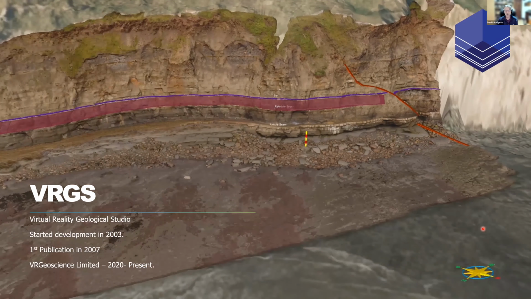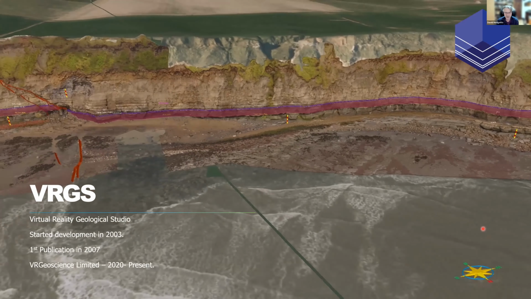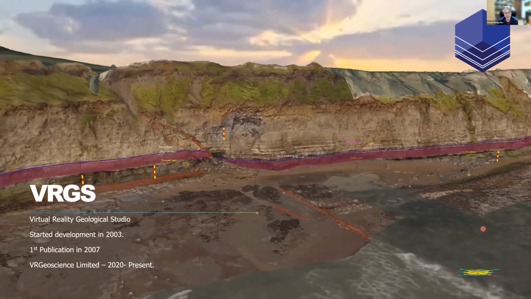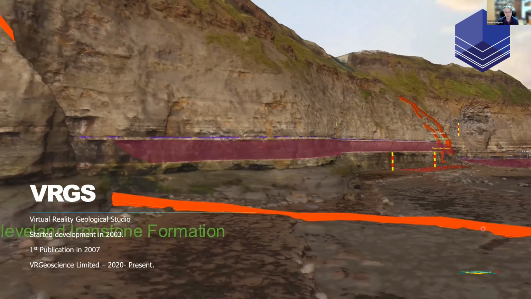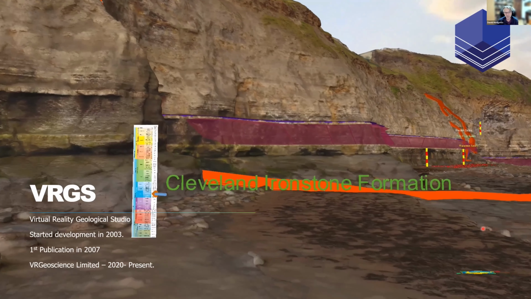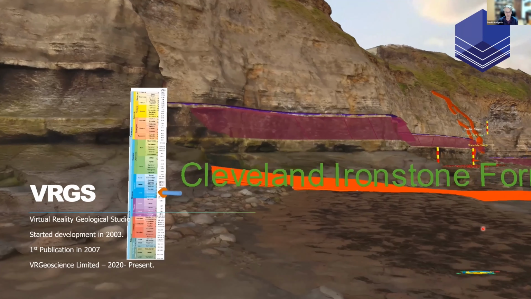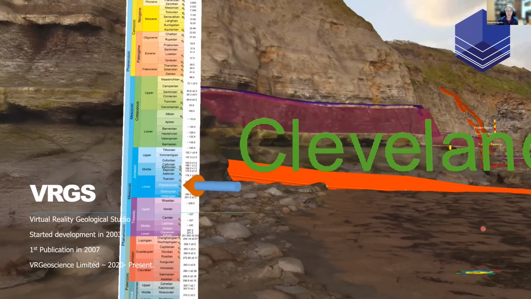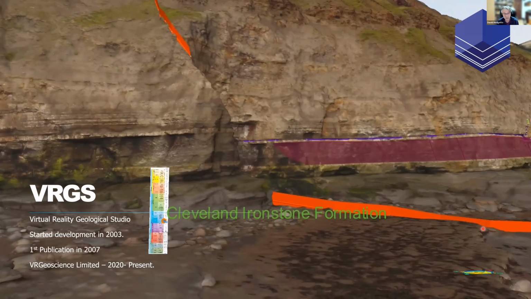So when I started working with outcrop data in about early 2000, I soon realized that I wasn't able to do what I wanted with the outcrop data sets that I had. So I started to develop a piece of software that allowed us to do that. And that was VRGS. It was first developed in 2003. The first publication using VRGS was in 2007.